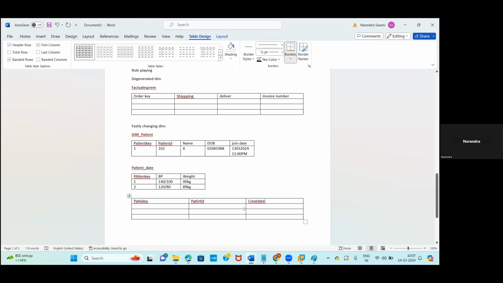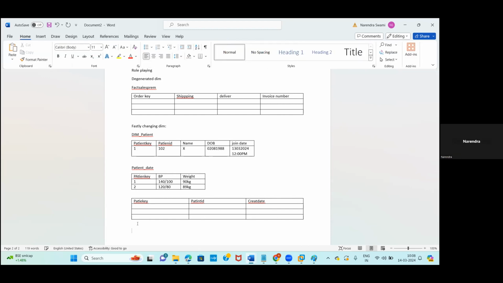So this is what a fastly changing dimension is. Simply, taking the fast-changing attributes from a dimension table and making them a separate table is called a fastly changing dimension. This is also known as a rapidly changing dimension. And one more thing I forgot to tell you about: the factless fact table.